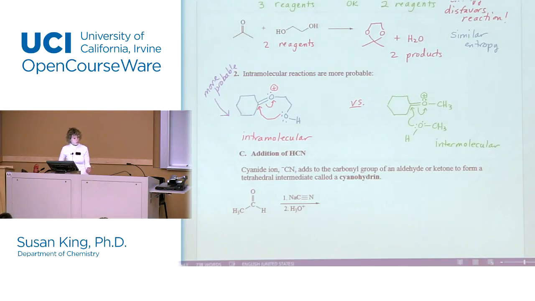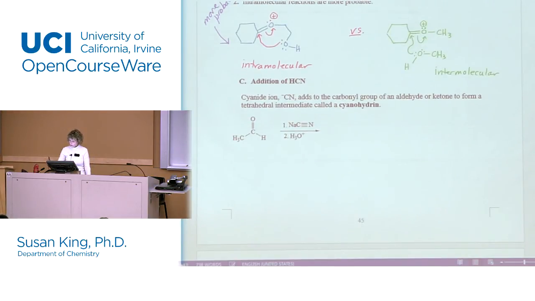So that's our second reaction. We did hydrates first, we did acetals second, and now we're going to have addition of cyanide. Cyanide ion adds to the carbonyl group of an aldehyde or ketone to form a tetrahedral intermediate called a cyanohydrin. So yet another new functional group for you. Here's what it would look like. Cyanide ion in step 1 is a good nucleophile. It attacks the carbonyl directly.